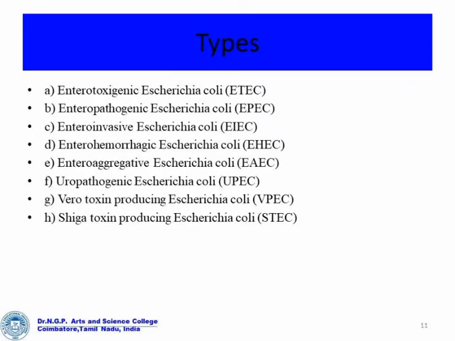And types of E. coli: it has enterotoxigenic E. coli, enteropathogenic E. coli, enteroinvasive E. coli, enterohemorrhagic E. coli, enteroaggregative E. coli, and these five are diarrheagenic E. coli, which cause diarrhea, and uropathogenic E. coli, verotoxin producing E. coli, or Shiga toxin producing E. coli. These three are UTI causing E. coli.